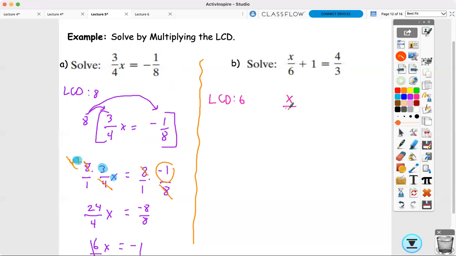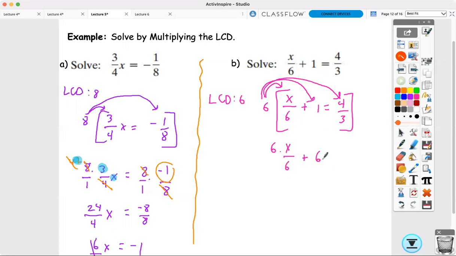I'm going to write the equation: x over 6 plus 1 equals 4 over 3. I'm going to multiply 6 to all of the terms in the left side and the right side too. We're multiplying the whole equation by 6. So then we're going to get 6 times x over 6 plus 6 times 1 equals 6 times 4 over 3.